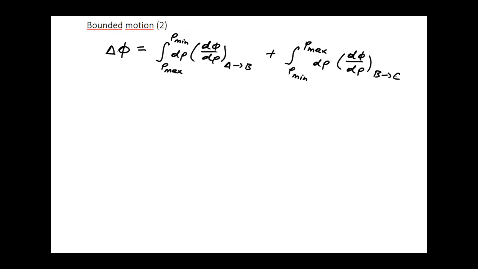definite integral. So then for the first integral we actually get also an integral from rho min to rho max, and we get d phi over d rho, but then from B to C, which is the same as the second integral. So in total we have 2 times the integral from rho min to rho max, d rho, d phi over d rho, and then we apply the sign that belongs to the section from B to C.